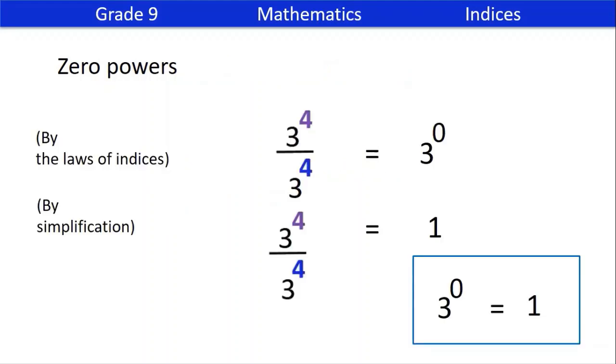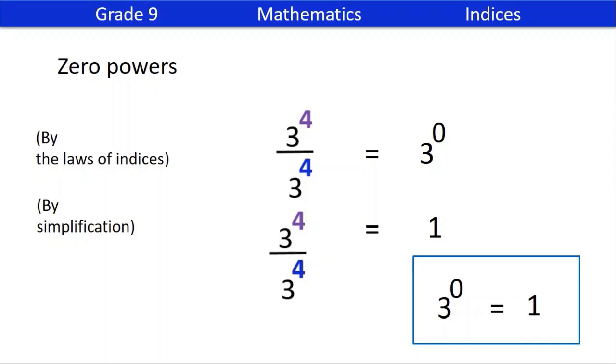So now we have ended up getting two different answers for the same problem by using two different methods. So by the laws of indices, the answer was 3 to the power 0, and by simplification, the answer was 1. So that means guys, these two different answers are actually equal. So we can say 3 to the power 0 is equal to 1. And here we can see the index is 0. So that's about the 0 power. So the 0 power of 3, or 3 to the power 0, is equal to 1.